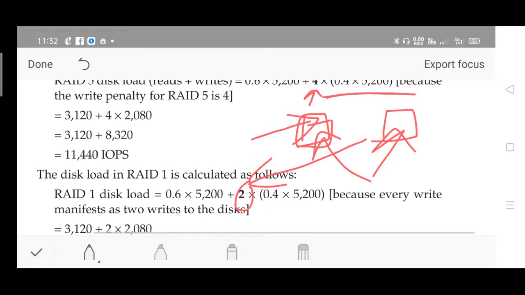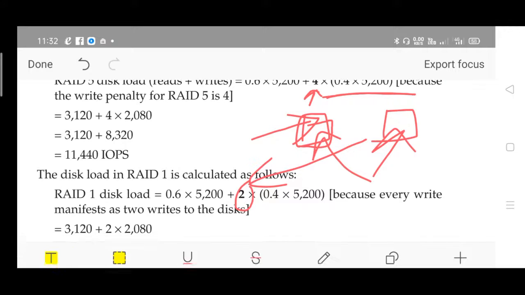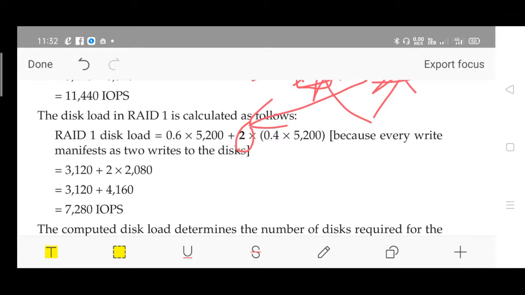Earlier, with respect to RAID 5, it was 4 because of writing at one location plus 3 additional steps: accessing the parity value, recomputing the parity of the particular block, and storing the parity value. So total 4 operations, so the write penalty is 4 in RAID 5. In RAID 1 it is 2 because one write operation is equal to 2 write operations. You cannot store the data at a single place; you have to store it at 2 places to implement RAID 1, that is the mirroring concept. So the number of IOPS will be 7280.